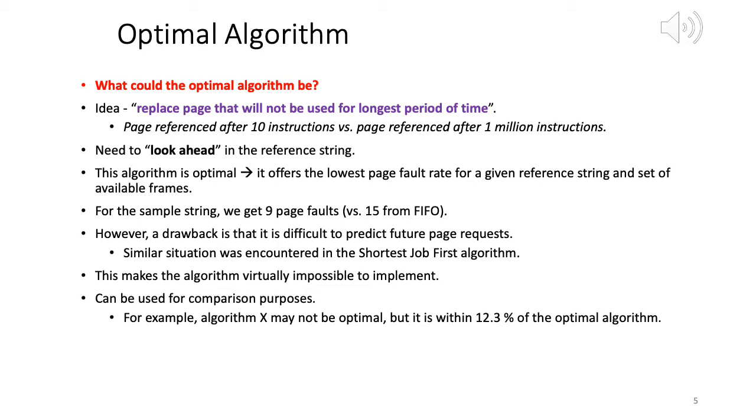Now I am on slide 5. And now we discuss the optimal algorithm. Optimal generally means that it gives the best results. So if we thought about it, if we had all the resources, we could do anything we want, had all the magic in the world, what would the best algorithm for page replacement look like?